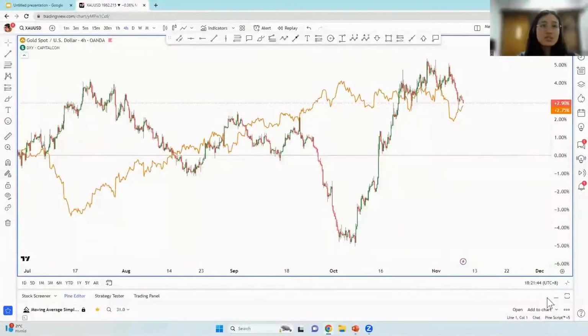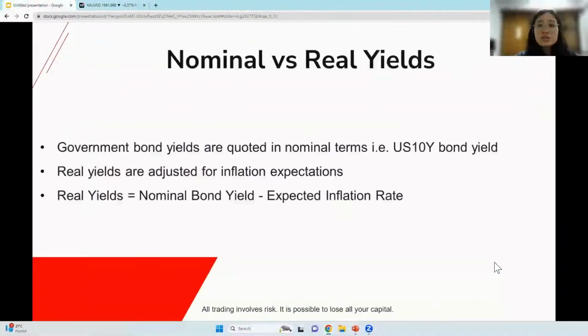Okay, so when you're analyzing, you can use this feature. Wait, let me see. Can you guys see my screen? Yeah, okay. Yeah, you can use this feature to basically analyze two charts at once. Okay, let me know in the chat if you guys have any questions. Okay, if it's all good, let's continue.